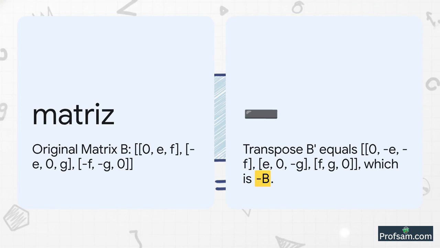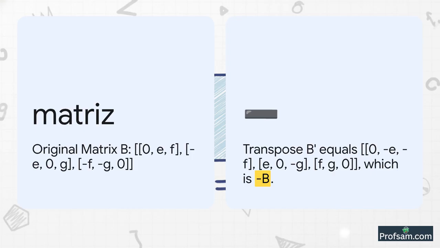Let's see this in action. Let's prove it. On the left, we have this matrix B. And what's the first thing you notice? Yep, exactly. All the diagonal elements are 0. Okay, so now let's find its transpose, B prime. And look at what we got. Compare B prime to the original matrix B. Every number is the same, but the sign is flipped. So B prime is just the negative of B. The rule, A prime equals negative A, is proven.